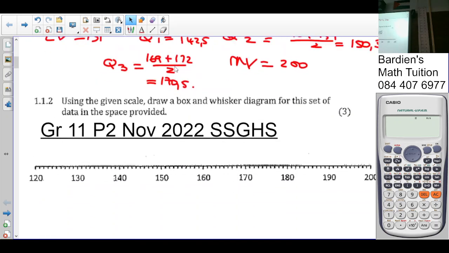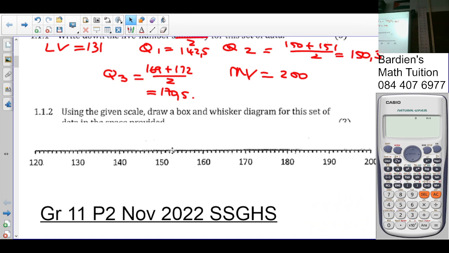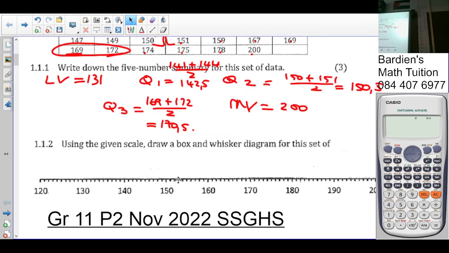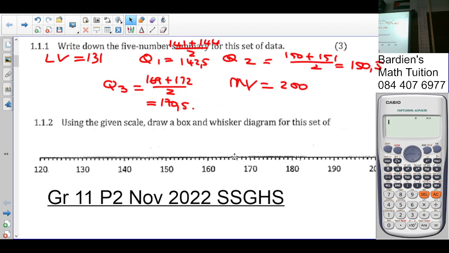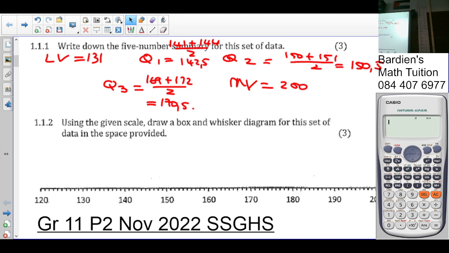Let's do the next one. We are told using the given scale, draw the box and whisker diagram for the set of data in the space provided. So with that, we need to use this data information there. As we know, the 5-number summary is used to draw the box and whisker plot. Okay. So the lowest value, of course, gets a dot. So 131, so if that is 130, 131 is right next to it. It's 131. The highest value is 200, which is the last value here.